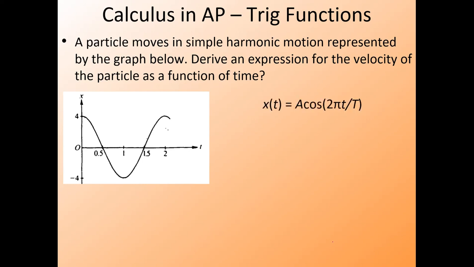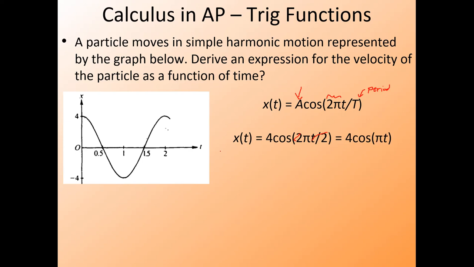Now the way trig functions are written in this class, at least, is that they're always going to be written in this form. A is the amplitude, 2 pi is just a standard term, 2 pi t, and then this is the period, so the time it takes for one full cycle. So in this case, my amplitude is 4 because it goes between 4 and negative 4. I have the 2 pi t, and then the period is 2 seconds. This is one full cosine curve. So this would be 4 cosine of 2 pi t over 2. The 2's drop out, and I'm left with pi t. So 4 cosine pi t.